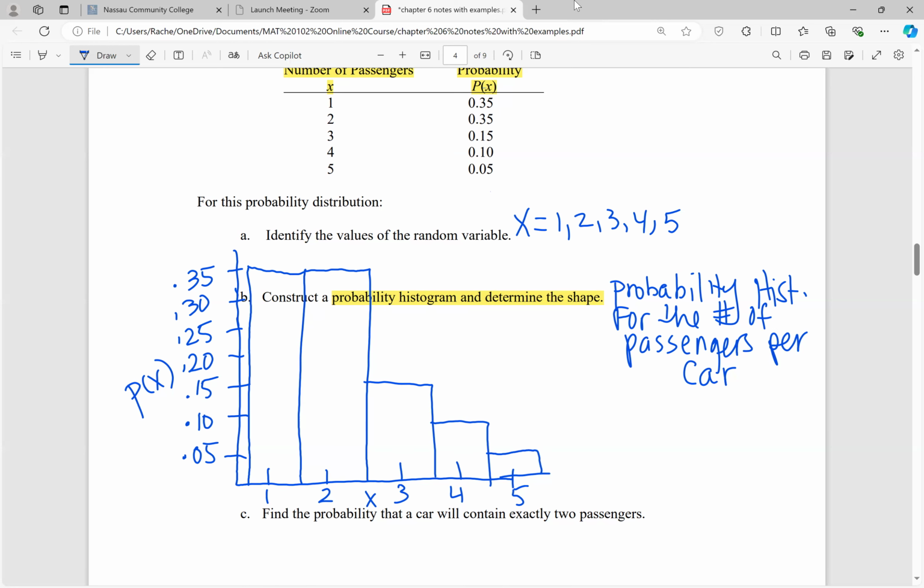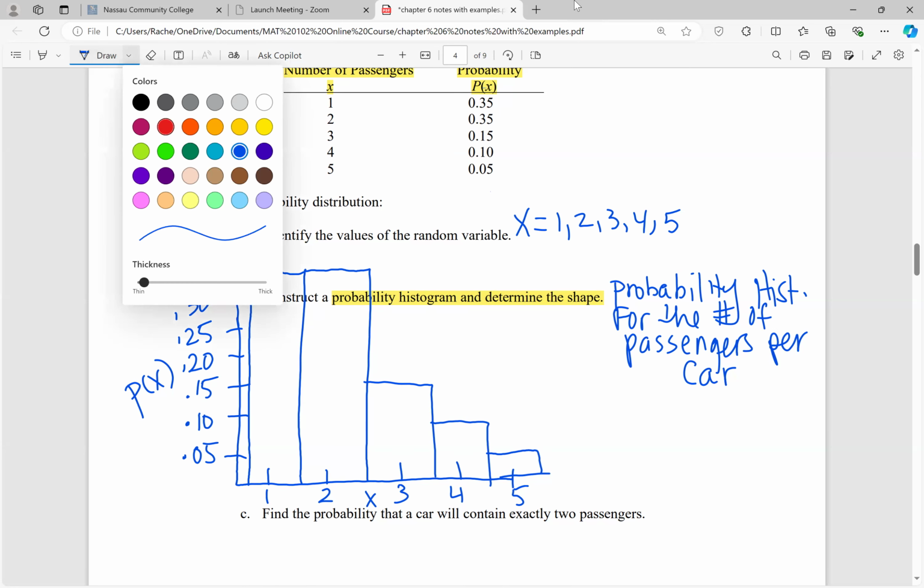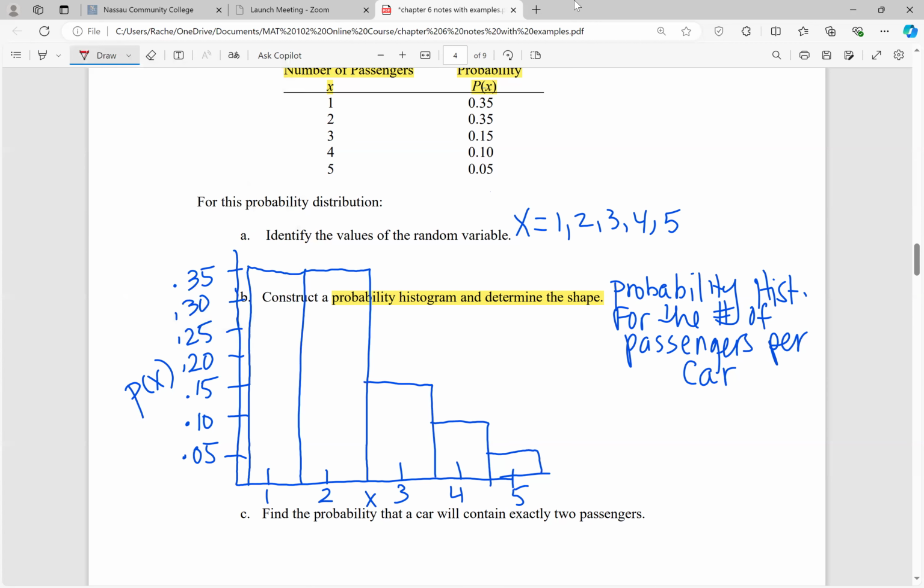Again, it's nice to take tables or data and put them into a nice picture or a graph because it lets us see the shape. If I take my pen and gently trace the outline of this histogram, it's pretty clear. What shape is this? This is skewed, and it's skewed in the direction of the tail, which is to the right. So the shape is skewed right.